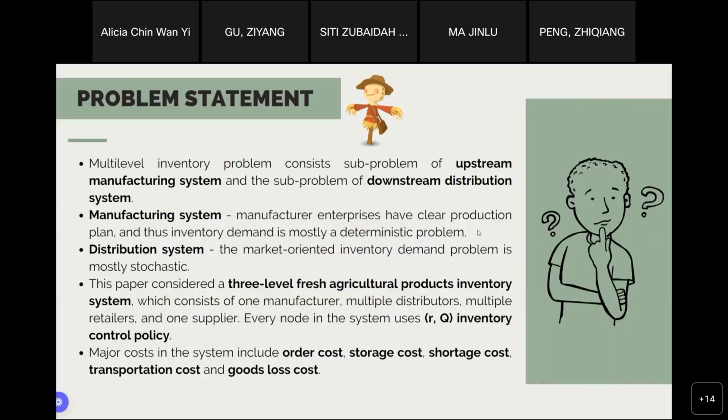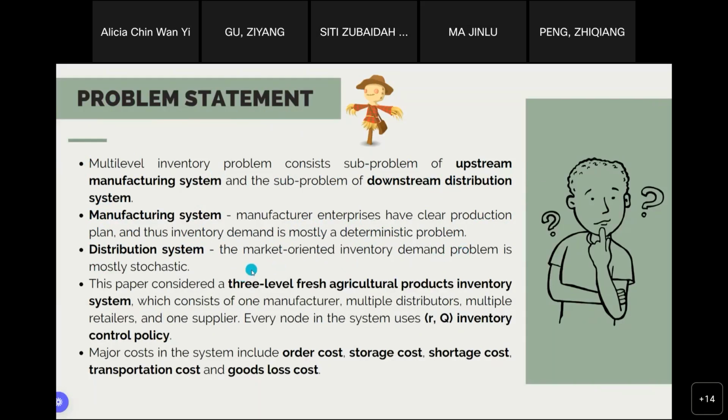The problem statement of this journal is that the multi-level inventory problem consists of two sub-problems: the upstream manufacturing system and the downstream distribution system. The problem of the manufacturing system is that manufacturer enterprises have clear production, therefore the inventory demand is a main problem. And the problem in the distribution system is the market-oriented inventory demand problem.